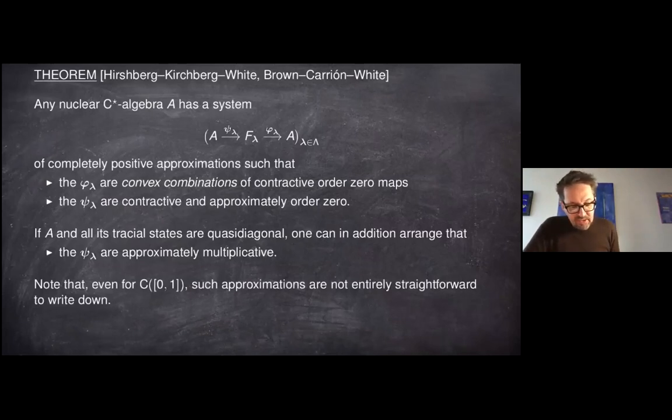And just as a warning, even for continuous functions on the interval, approximations like this, with these convex combinations of contractive order zero maps, are not completely straightforward to write down. It takes a little bit of working. It's a nice exercise.